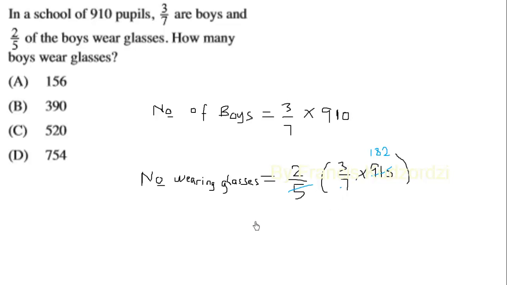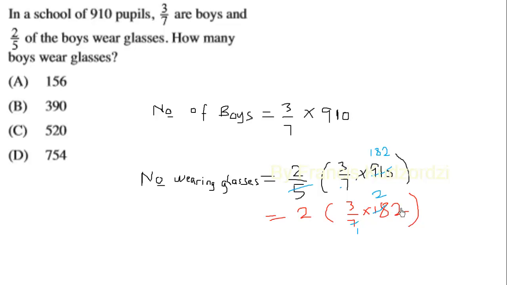Okay, let me rewrite this down. So we get 2 times 3 over 7 times 182. Let us cancel now. 7 can go into itself once, and 7 will go into 18 2 times, which is 14. Now 4, that 14, so we are left with 4 out of the 18.